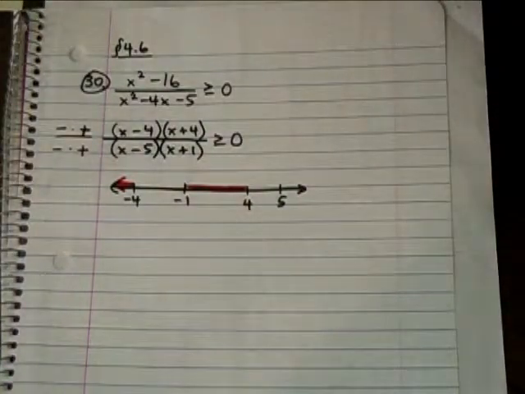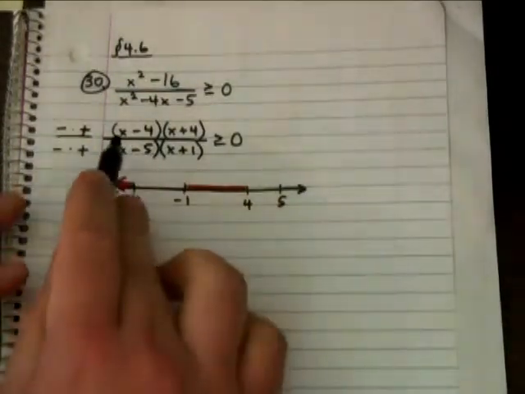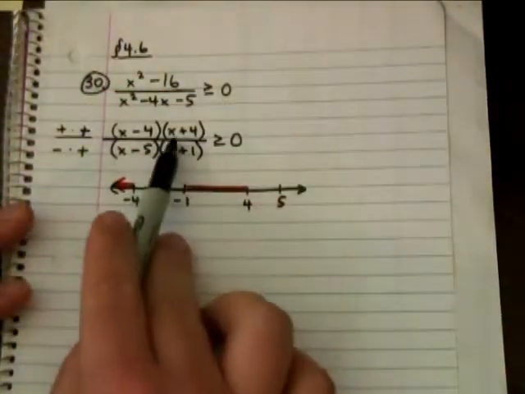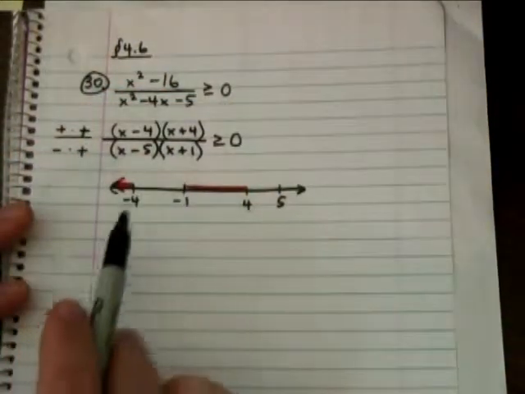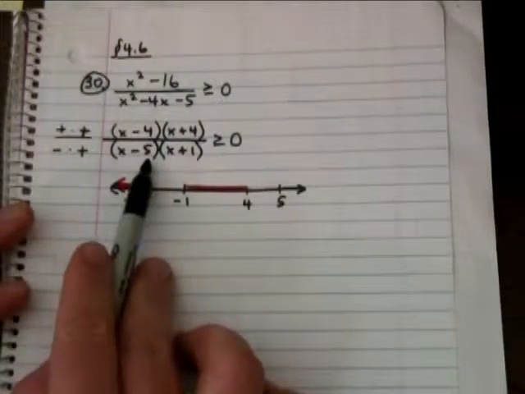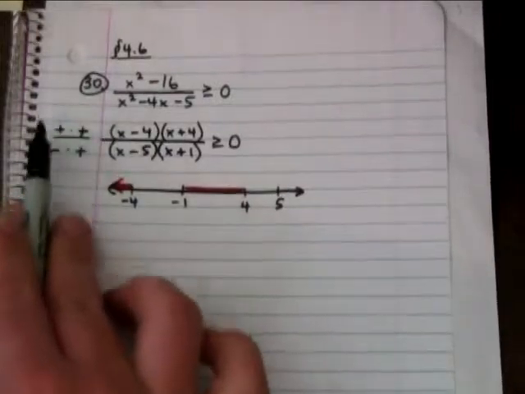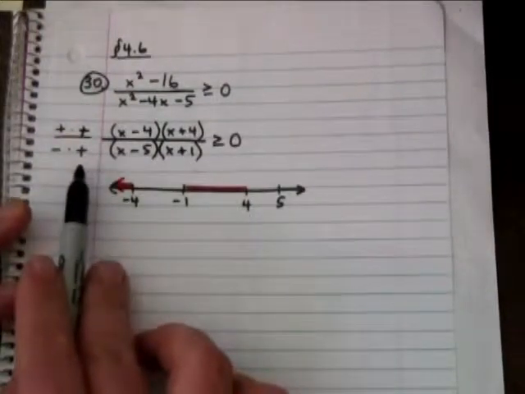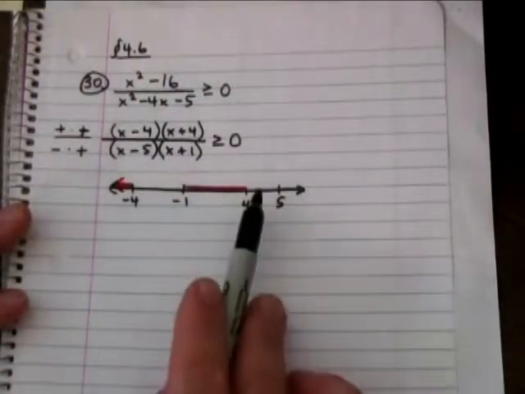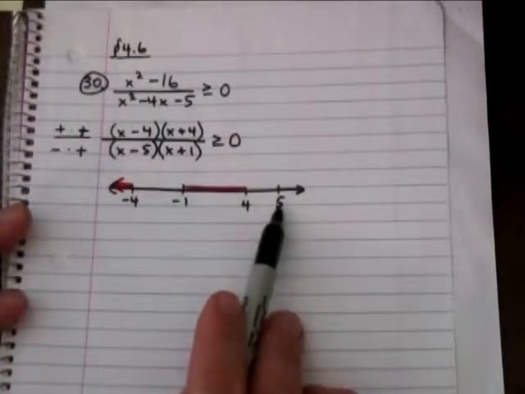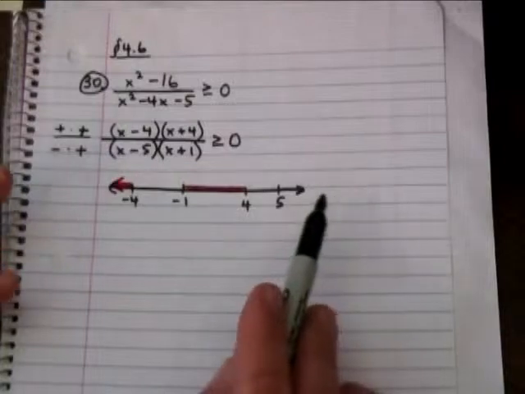Then the next region. Pick a number between 4 and 5, maybe 4.5. Well, 4.5 minus 4 is a positive number. 4.5 plus 4 is a positive number. 4.5 minus 5 is negative. 4.5 plus 1 is positive. Put it all together, we get a negative result, which is not what we want, so we leave this region blank. Finally, choose some number larger than 5, maybe 100.